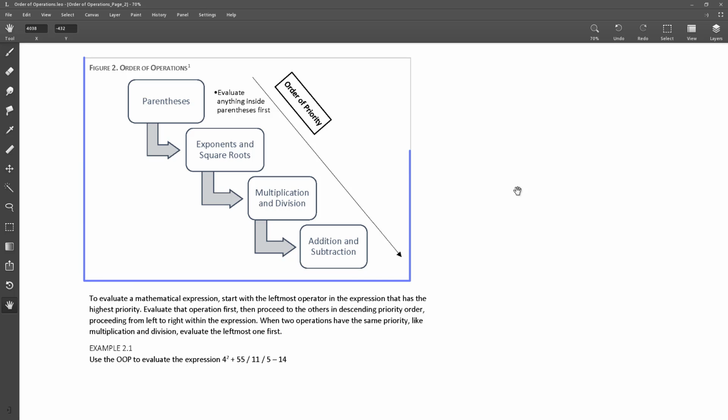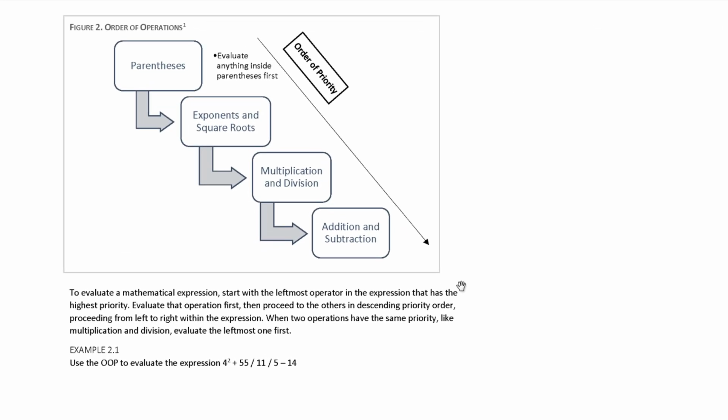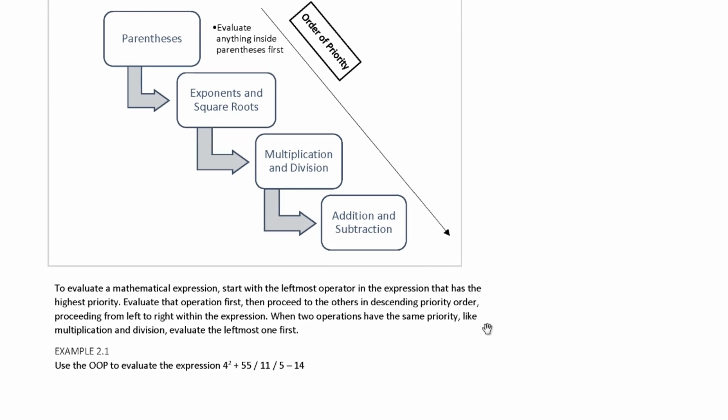Figure 2 shows the order of operations. So this is giving you the priority from upper left to lower right. Parentheses are at the upper left. The deal with parentheses is they're not quite like the other operations. What they do is force the order. So anything enclosed in parentheses has to be done first, no matter where it appears in the expression. Other than that, you follow the basic idea outlined in this paragraph.